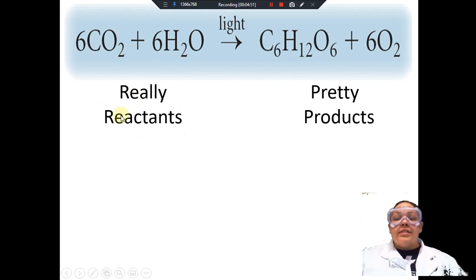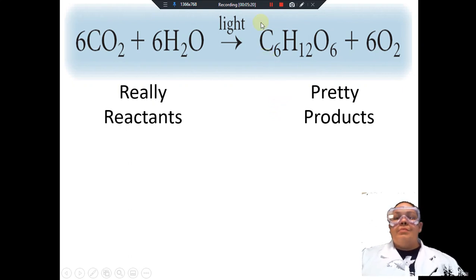Now this one's a little bit more tough. For sunlight, I know it's on top of the arrow. For 7th grade, we're going to consider it to be on the left side of the equation. So if I say, is light a reactant or a product? If it's considered on the left side, then that means it's part of really, so it's a reactant.